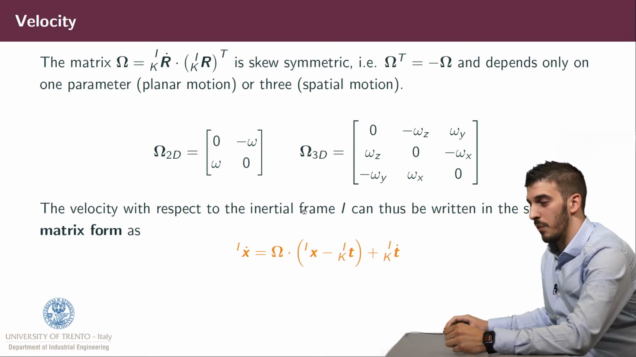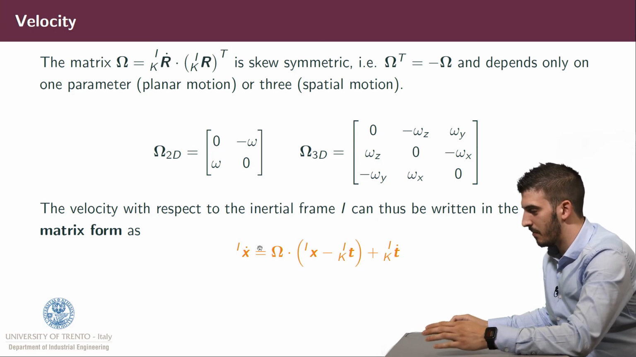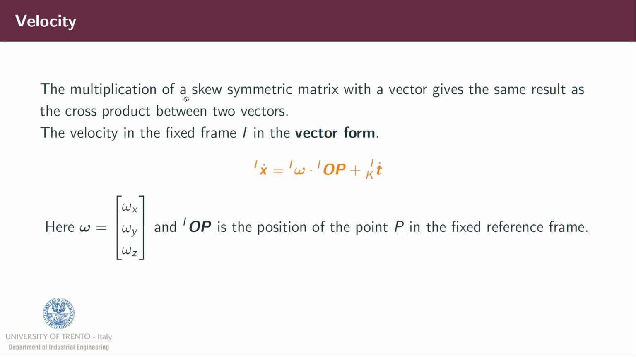So the velocity with respect to the inertial reference frame I can be written in this form: the velocity is equal to omega times x in the reference frame I minus the translation vector, plus the time derivative of the translation vector. The multiplication of a skew-symmetric matrix with a vector gives the same result as the cross product between two vectors.